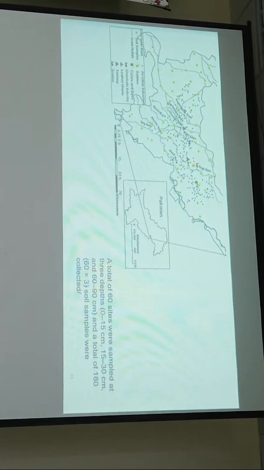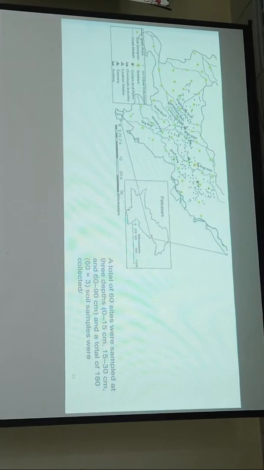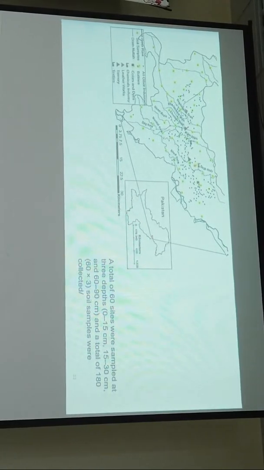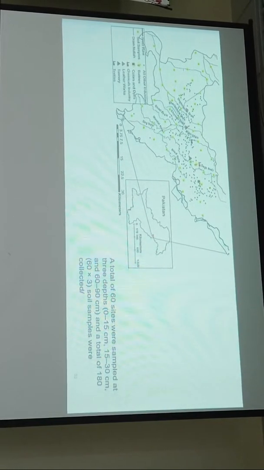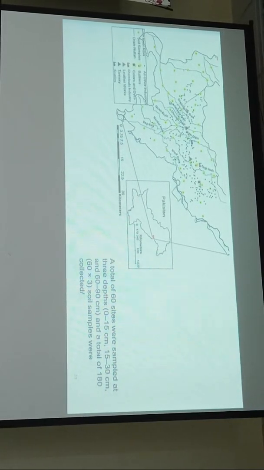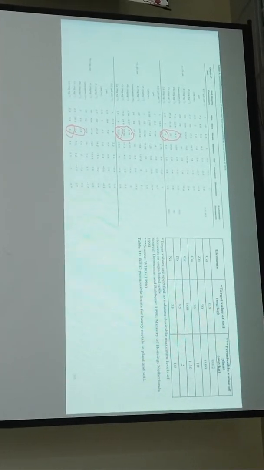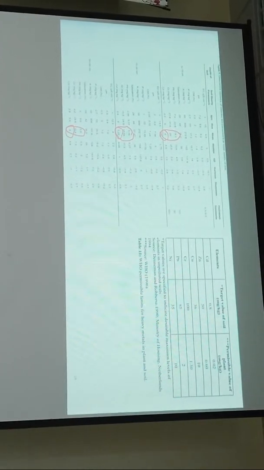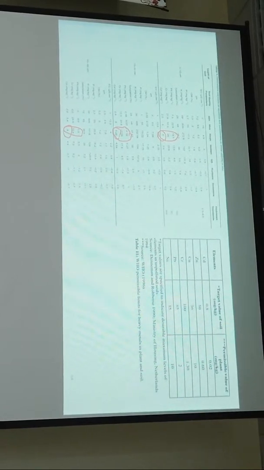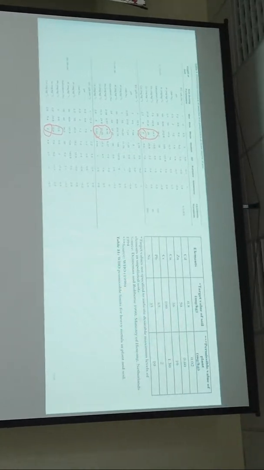So we took samples from 3 depths, because we wanted to see how the heavy metals are moving in the soil profile. These are some of the results: most of the heavy metals are within the limit, except the cadmium, in all those 3 depths.